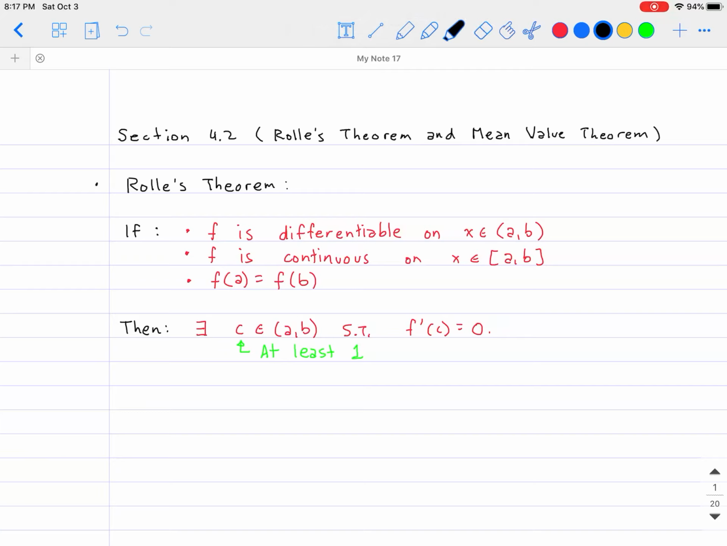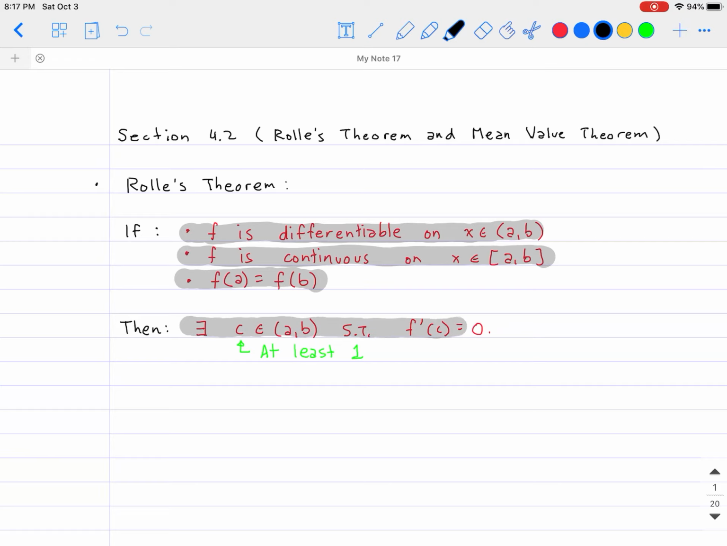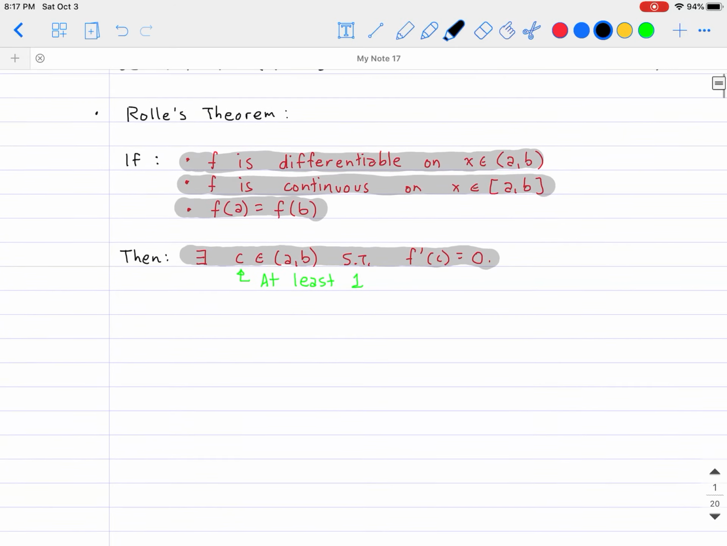So here in Rolle's theorem, here's what it says. If you have f as a function and it's differentiable within the open interval a to b for x, and also f is continuous on the closed interval a to b, and finally, if f of a is equal to f of b, then the following statement is going to be true. There exists a value c in the open interval a to b such that f prime of c is equal to 0.